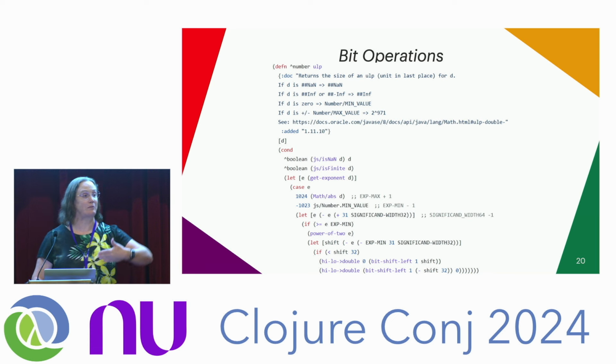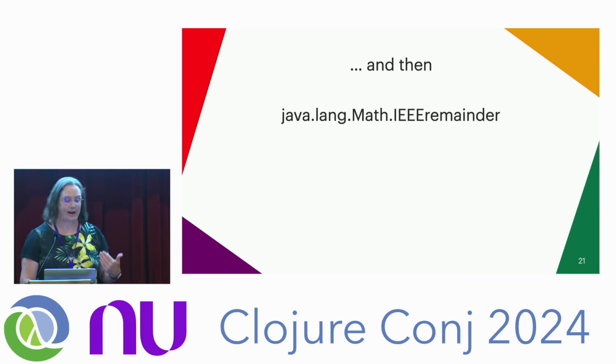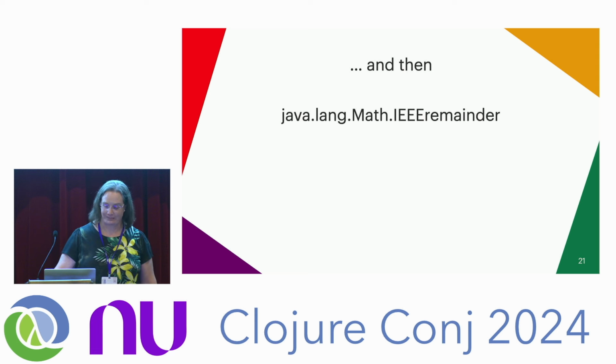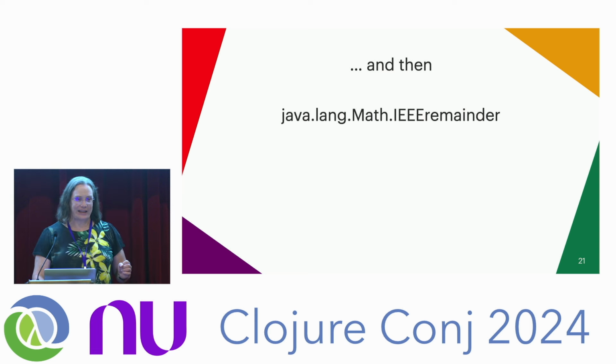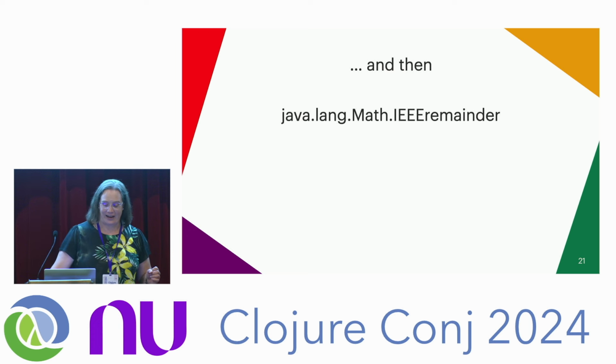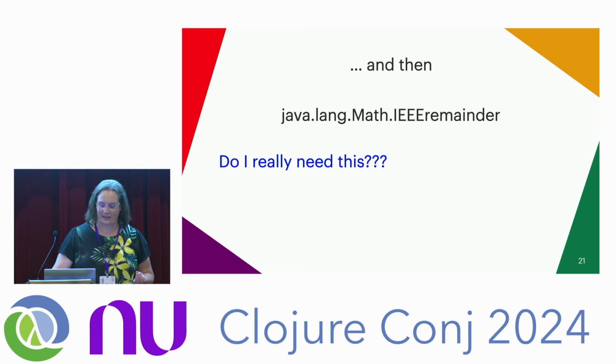So I'm on a roll, I'm just about done, and then I hit IEEEremainder. And it was kind of complex. It operates the same as mod, except it offers extraordinary accuracy for very small differences, very small numbers. And looking at the implementation, it's a lot. I asked, do I really need this? I mean, how many people really need that level of accuracy? But I promised.